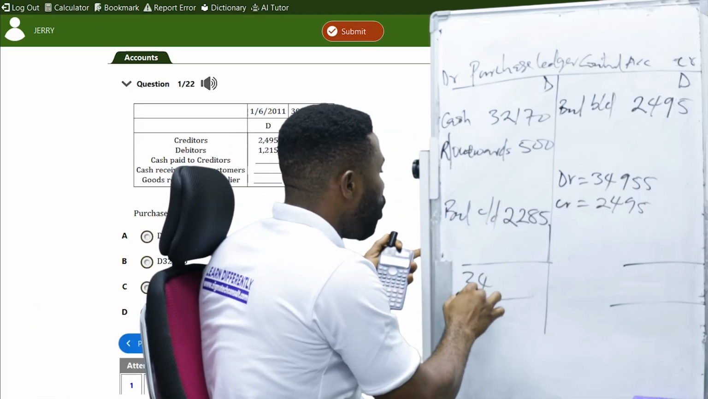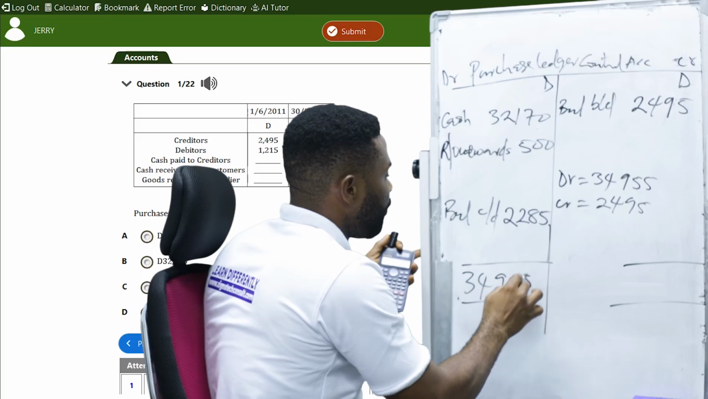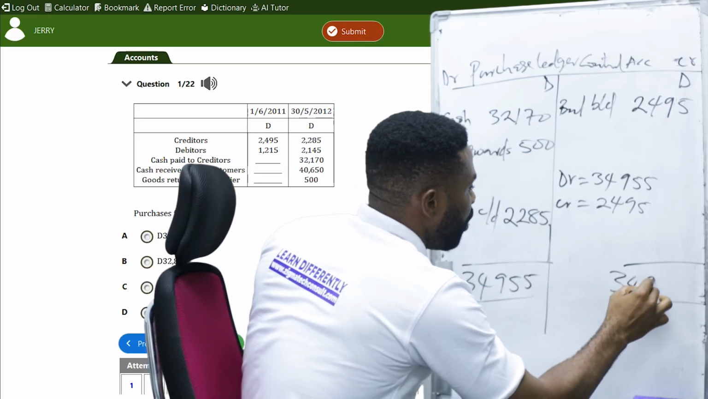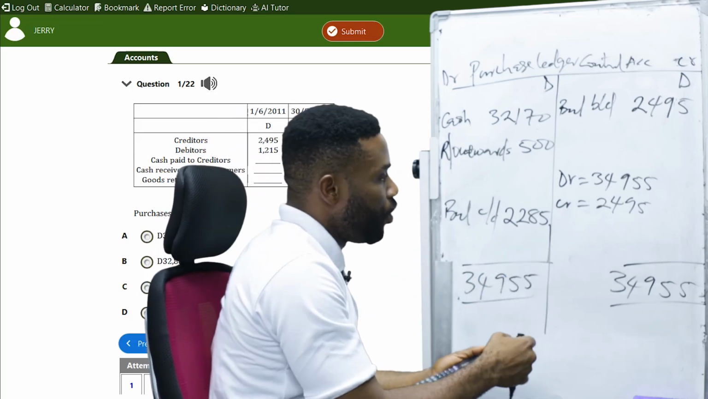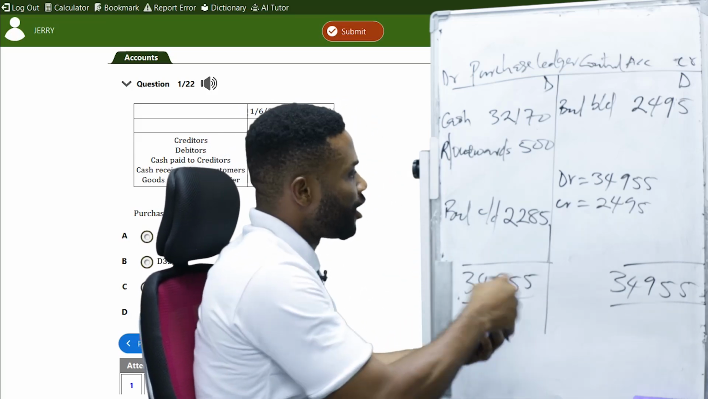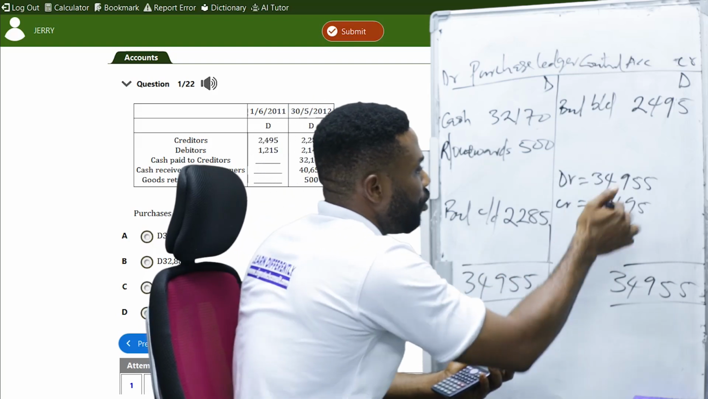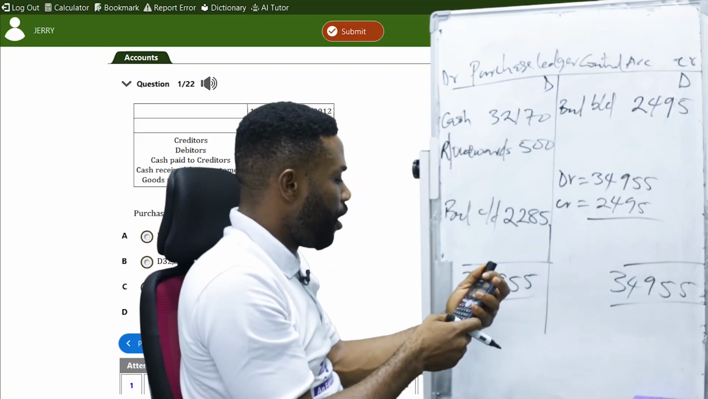So 34,955 will be in your total column. And then the difference will now give you the total purchase. So let's subtract now. Subtract this from this. Well, let's subtract now.